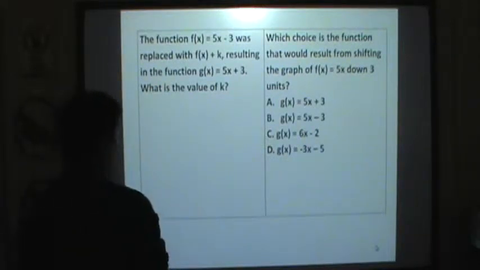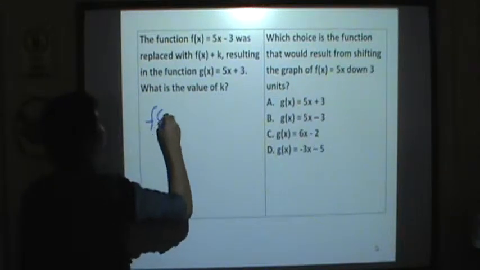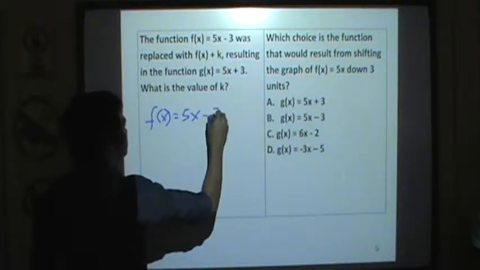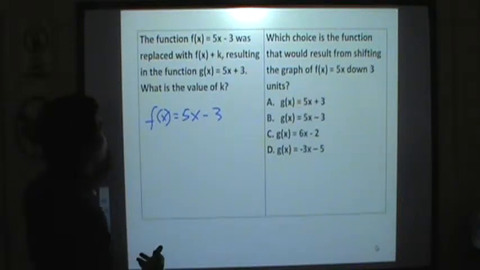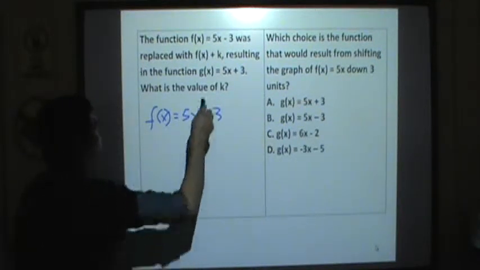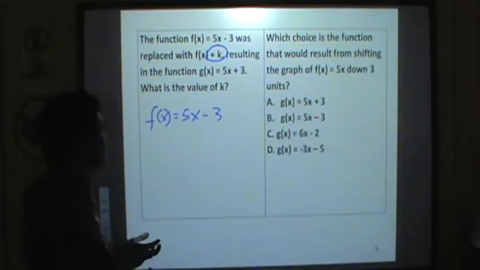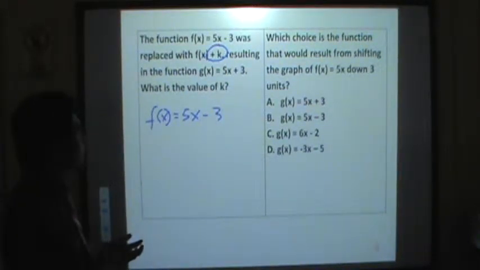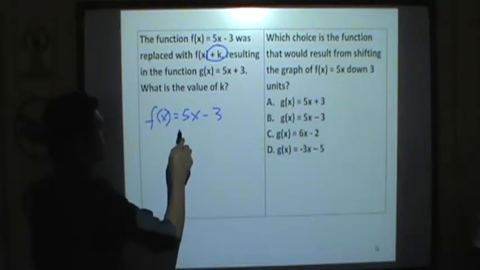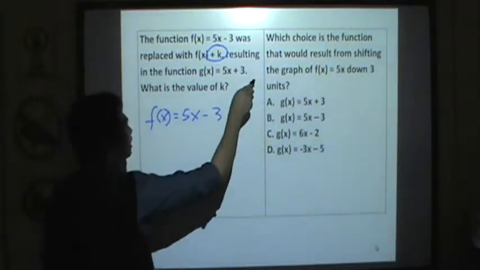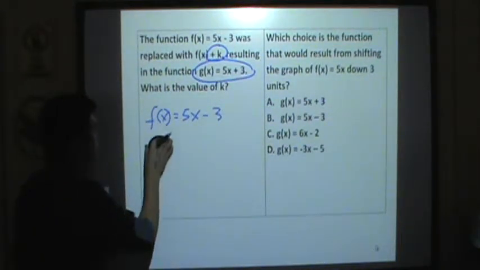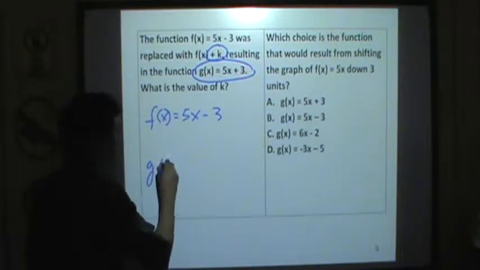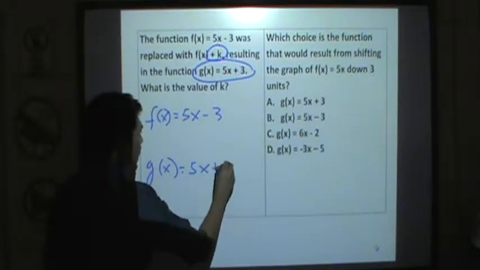Okay, so in a problem like this, given the function f(x) = 5x minus 3, what value of k should be added to this function so we can get a brand new function g(x) = 5x plus 3?